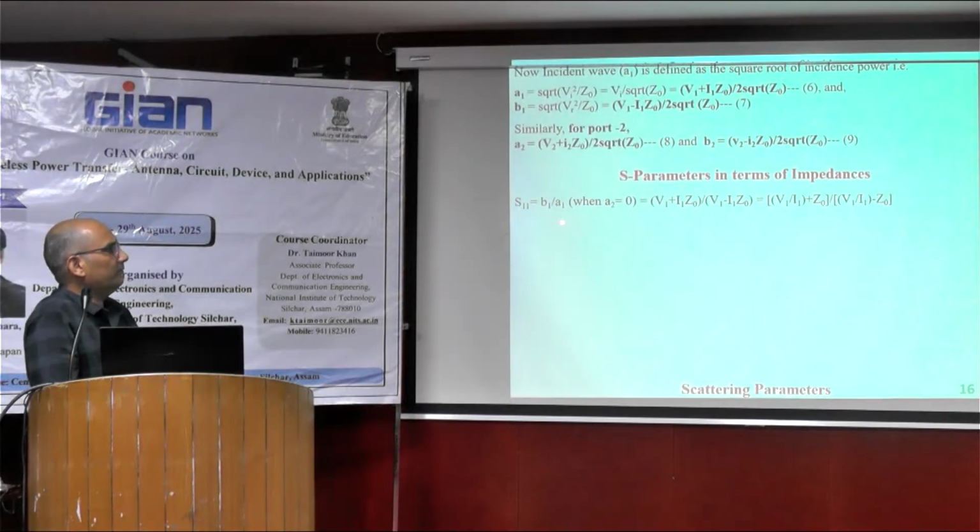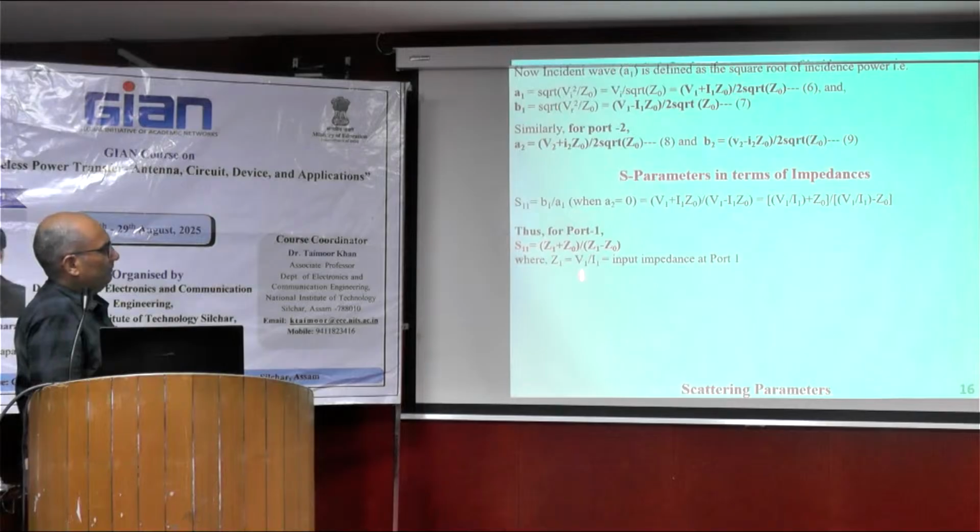Now S11 equals B1 upon A1, when A2 equals 0. Put this value simply, then you will get S11 equal to, just rearranging, (Z1 minus Z0) upon (Z1 plus Z0), where at the input port the V1 upon I1 ratio can be replaced by Z1. Okay, at the input side, then same for the output port, you will get this one.